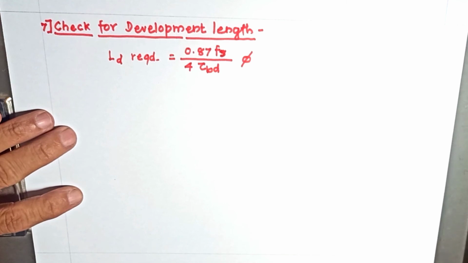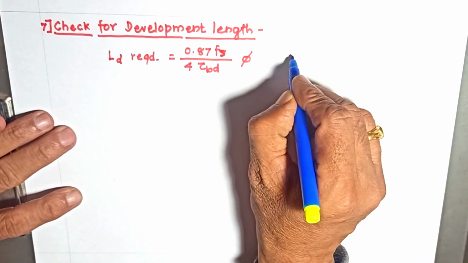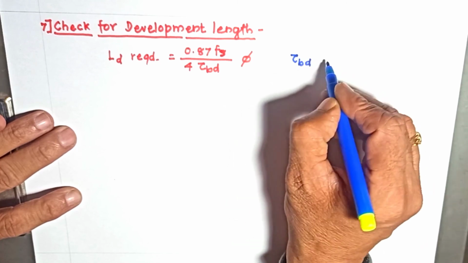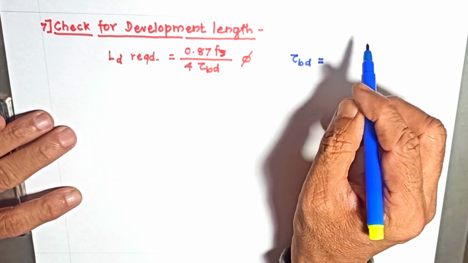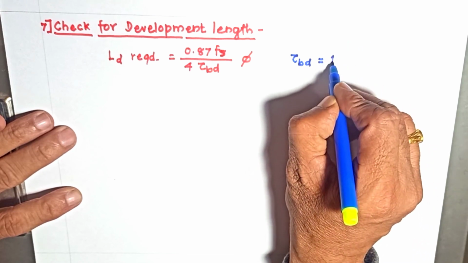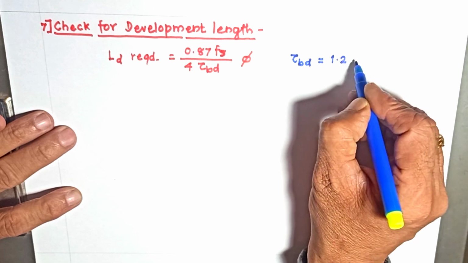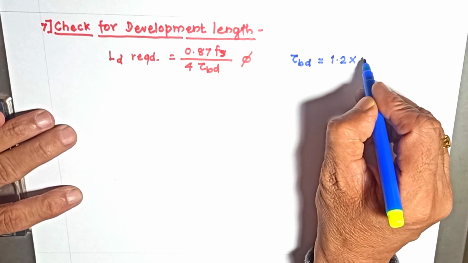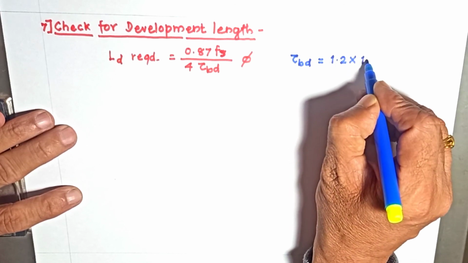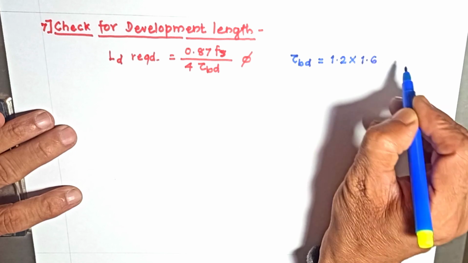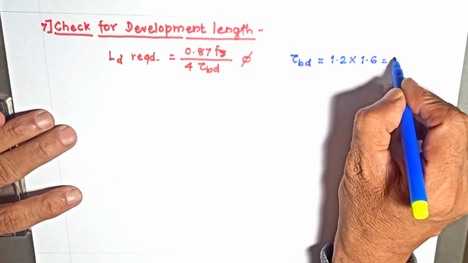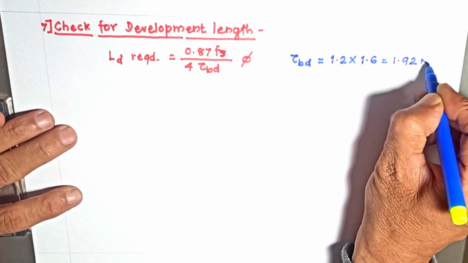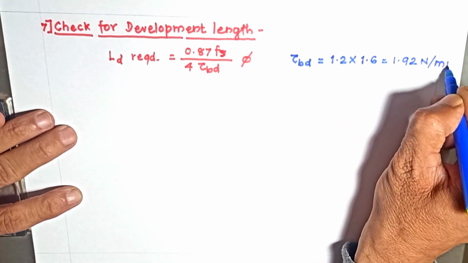What will be tau BD in this case? Tau BD will be equal to, for plain steel bars in tension and for M20 concrete it is 1.2, and for HYSD bars we are using Fe415. You will have to increase it by 60%, that is 1.6, which comes out to be 1.92 Newton per mm square.